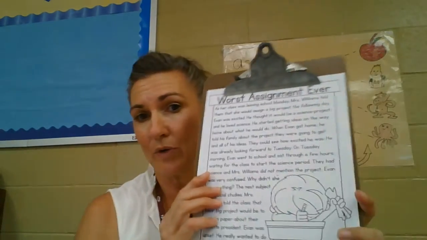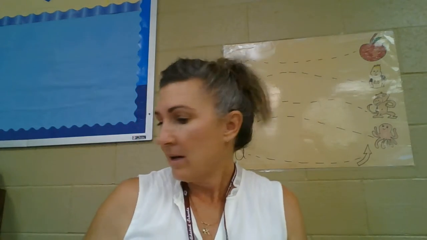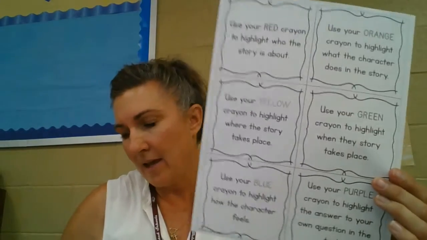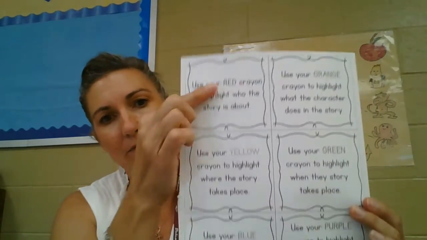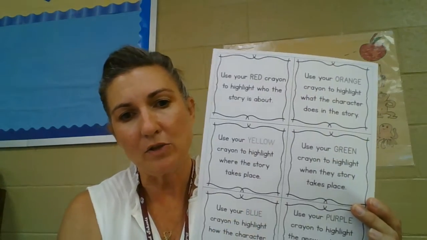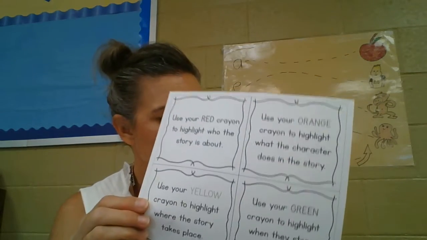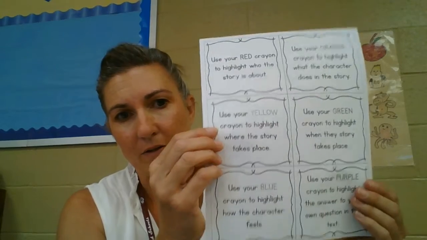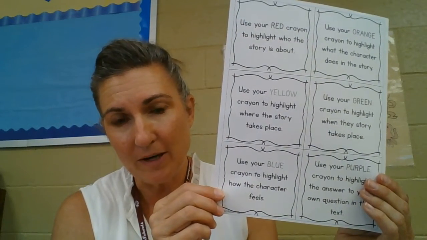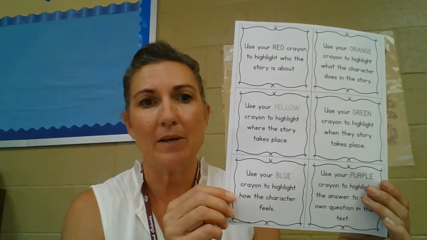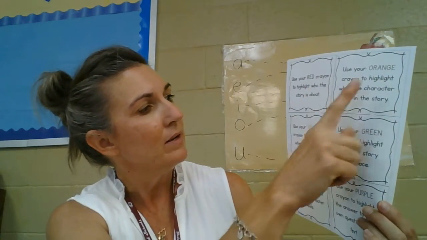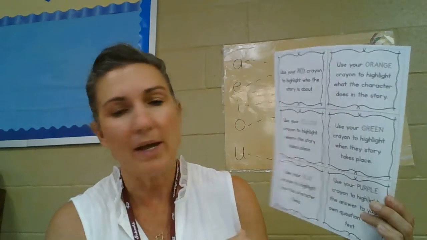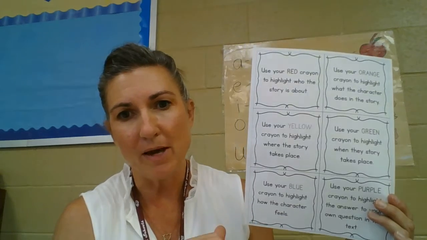Okay, so there's our story. Now I'm going to set the story aside, and I'm going to get this paper. This paper has some different boxes with instructions of what we're going to do with this story. So we're going to need some crayons. Go ahead and hit pause while you get your crayons out so that we can finish this. We're going to need red, orange, yellow, green, blue, and purple. Okay, so hit pause.